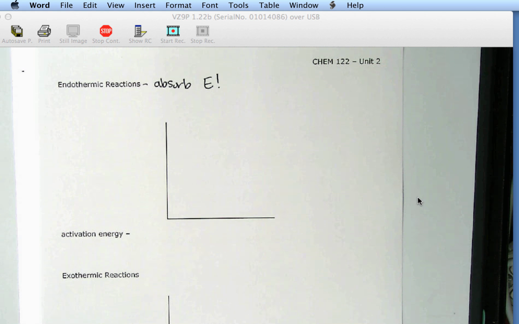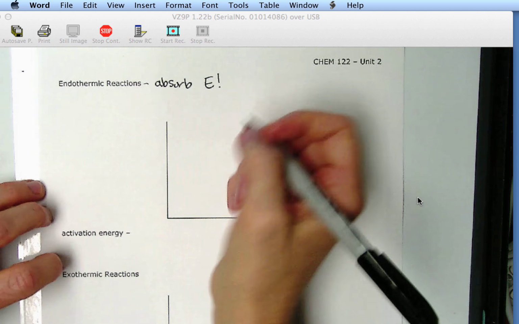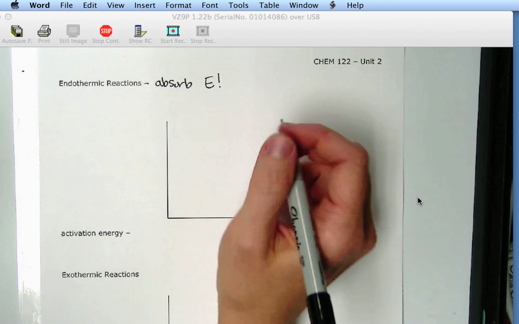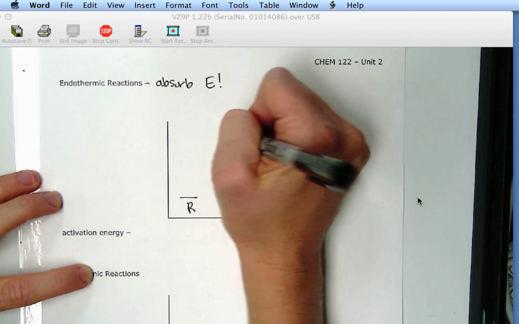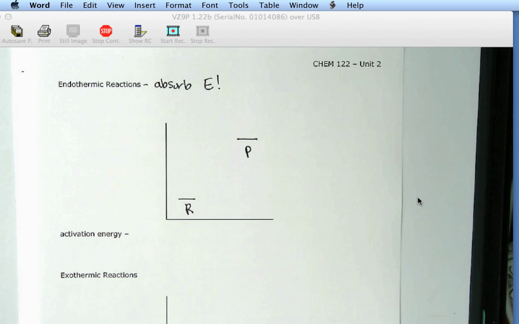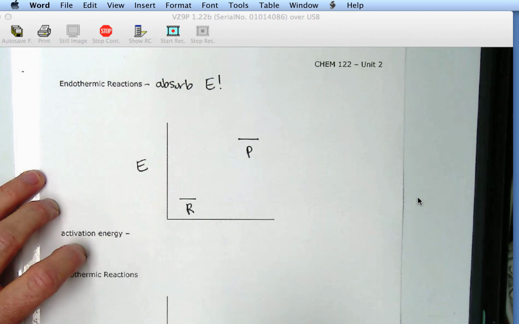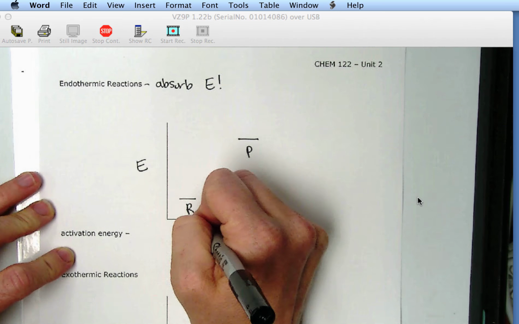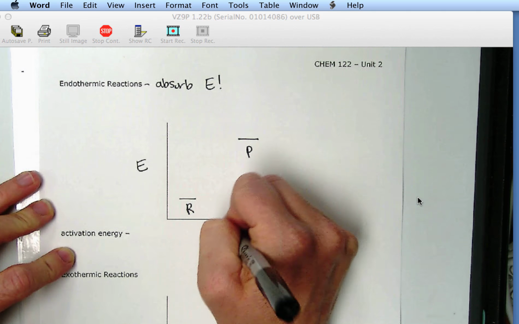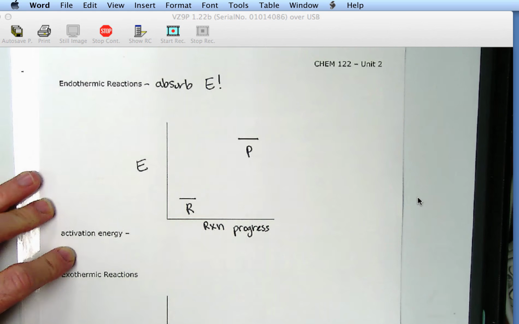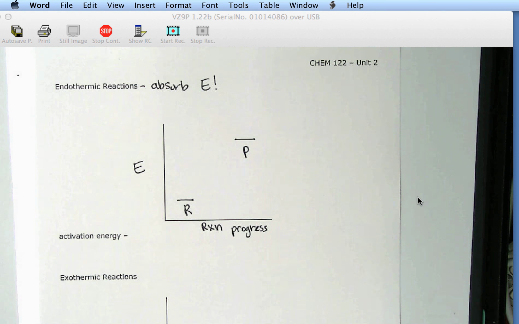So that is the one where you have to go up the hill to get the reactants to the products. So you have the reactants here, you have your products here. You have a big hill to go up. This is called an energy diagram. This is energy on the y-axis, and this is the reaction. You can think of it as progress. So when you're close to the origin, you're just at the reactants. When you're further away from the origin, you're getting to products.